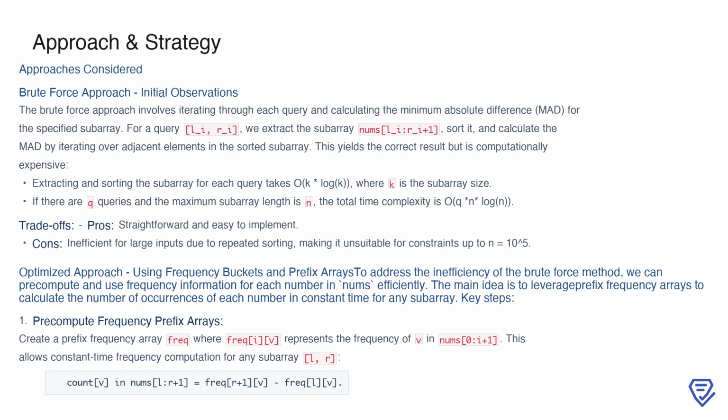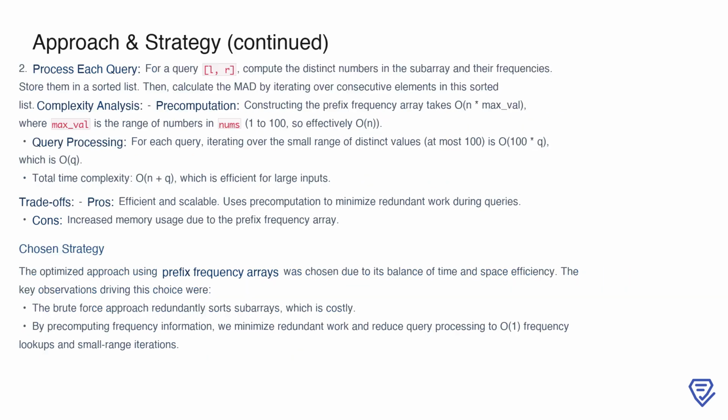To overcome these inefficiencies, we turn to an optimized approach that avoids redundant sorting by pre-computing key information. The optimized approach utilizes a concept called prefix frequency arrays to make query processing more efficient. The first step is to pre-compute a frequency array. This array, frequency, keeps track of how many times each number appears in the list from the start up to any given index. Using this prefix frequency array, we can compute the frequency of any number within a specific subarray in constant time.